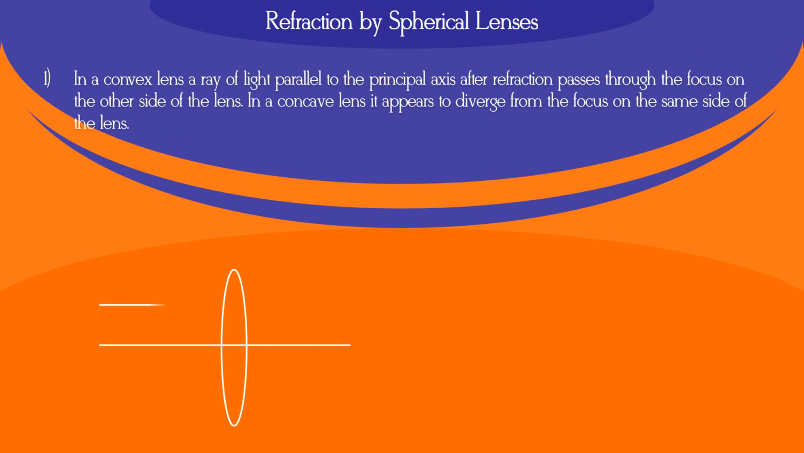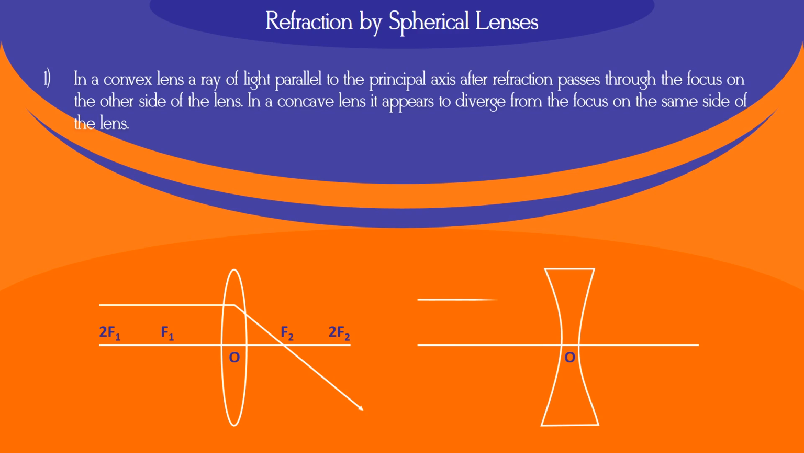Refraction by spherical lens, or what we call rules for image formation in lenses using ray diagrams. We already studied the different rules followed for convex and concave mirrors. Now we study some lenses. What are the rules we follow? Here mainly three rules. First one, in a convex lens, a ray of light parallel to the principal axis after refraction passes through the focus on the other side of the lens. In a concave lens, it appears to diverge from the focus on the same side of the lens.